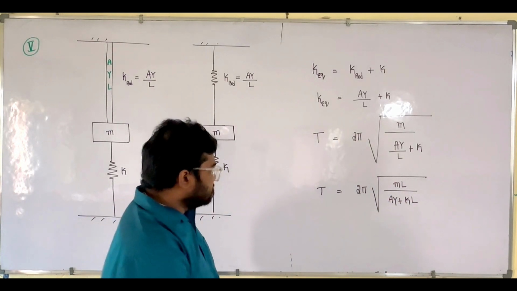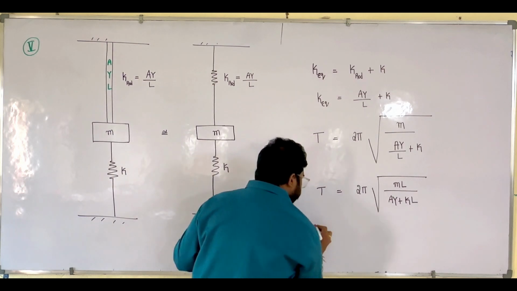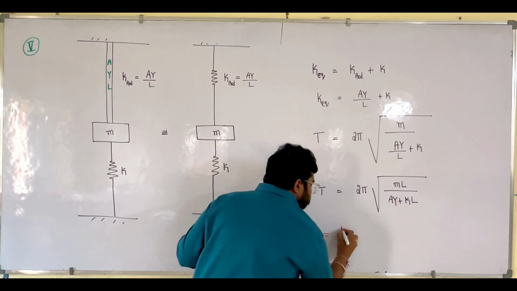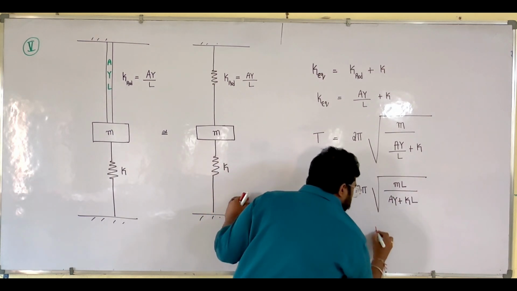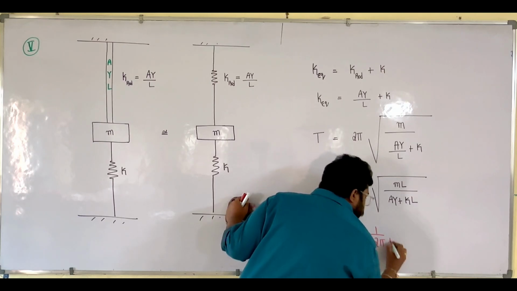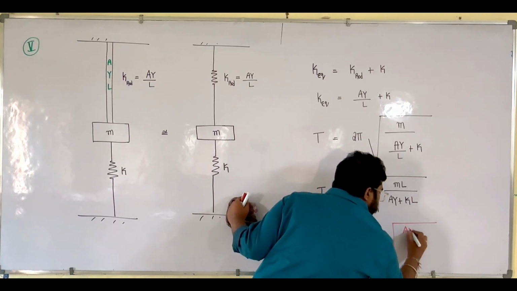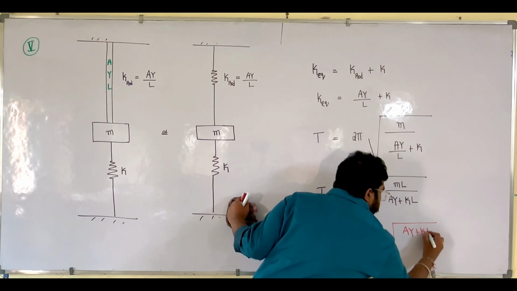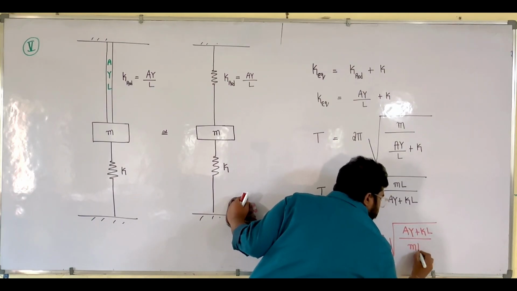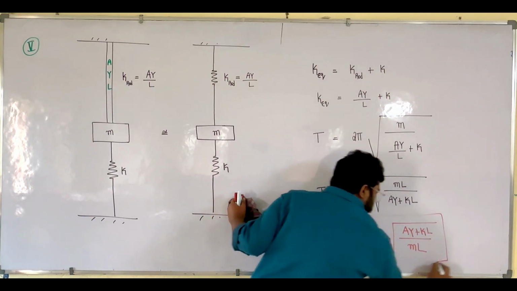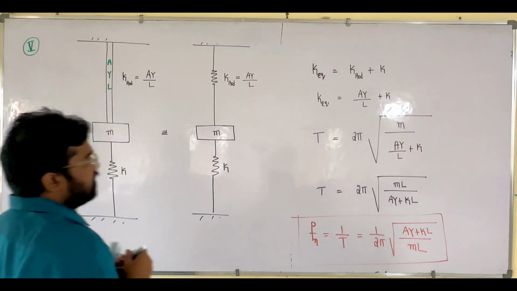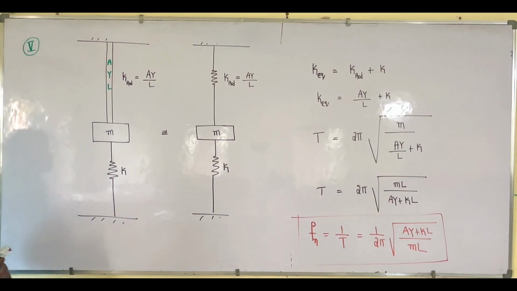What is the frequency of oscillation? They ask, what is the frequency of oscillation? It is 1 by 2 pi square root of (A Y plus K L) by M L. Okay. Next one.